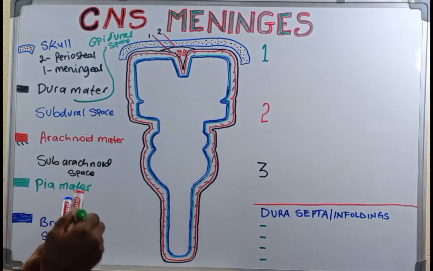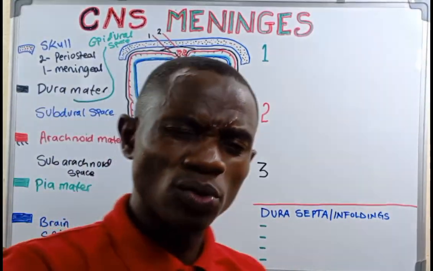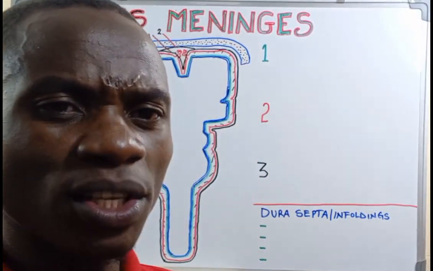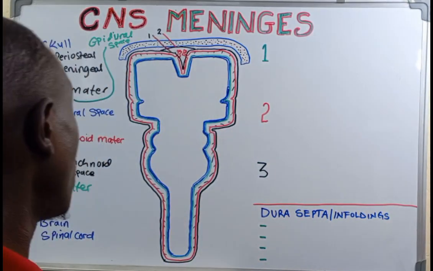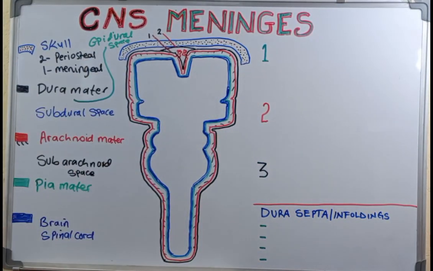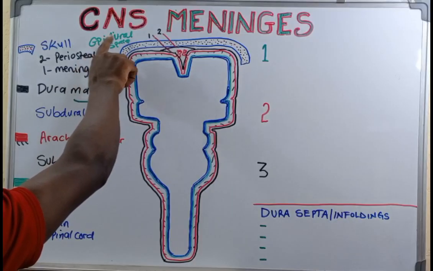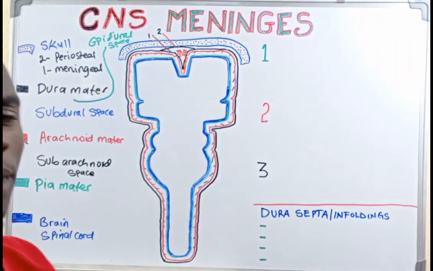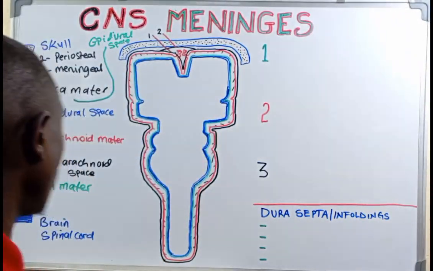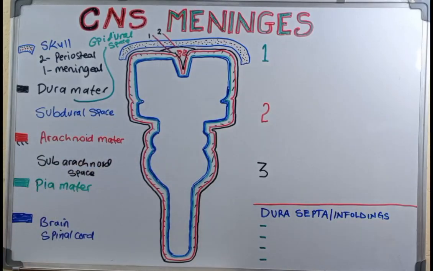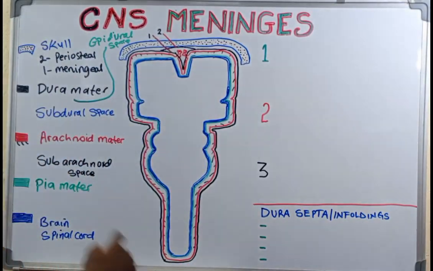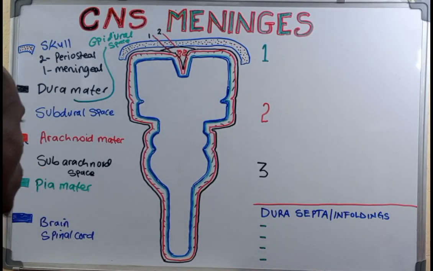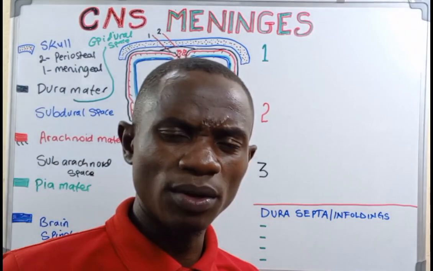Okay, and of course we have said that this space is going to be very visible in pathological conditions. For example, if you have some kind of bleeding within the epidural space, the bleeding in the epidural space is simply called epidural hematoma. Okay, and then of course the bleeding in the subdural space is simply called subdural hematoma. And of course bleeding in the subarachnoid space is what we call subarachnoid hemorrhage.